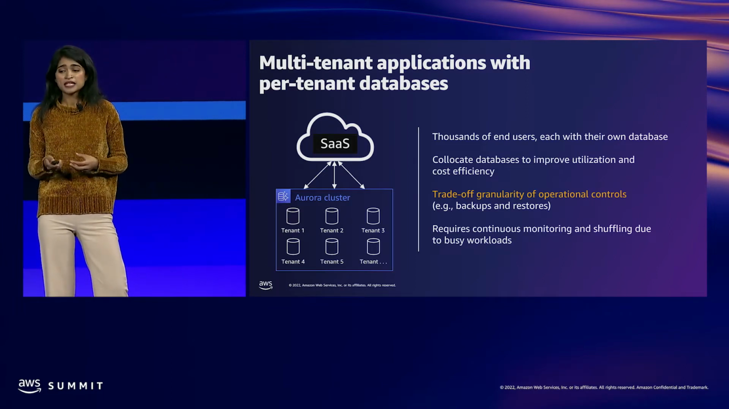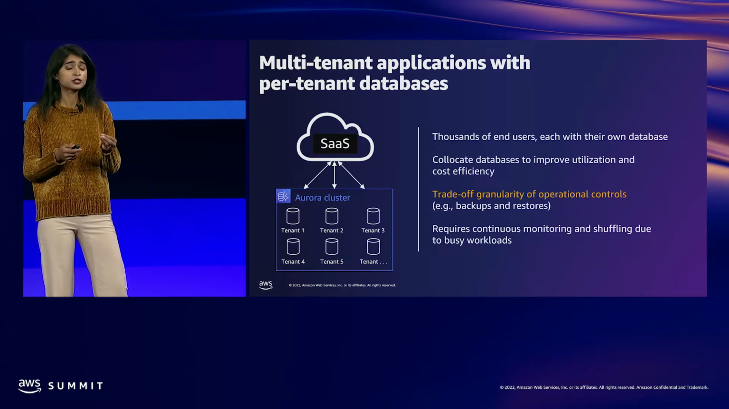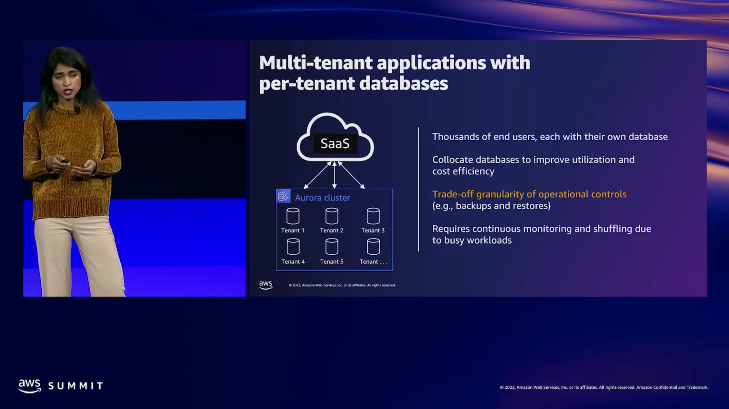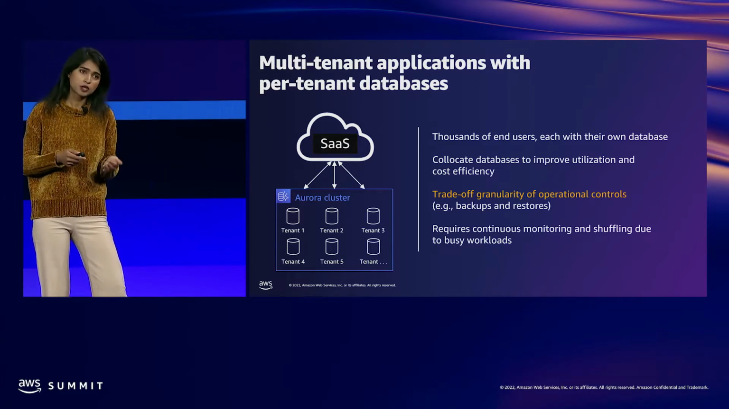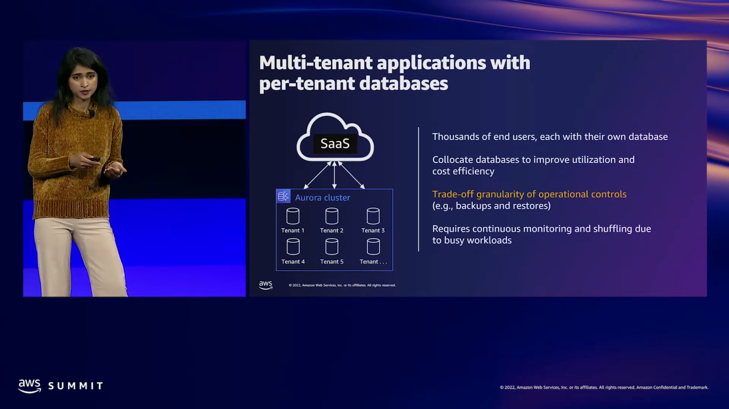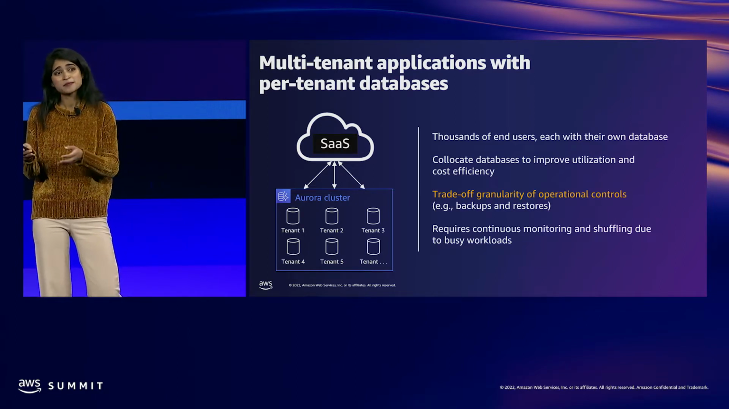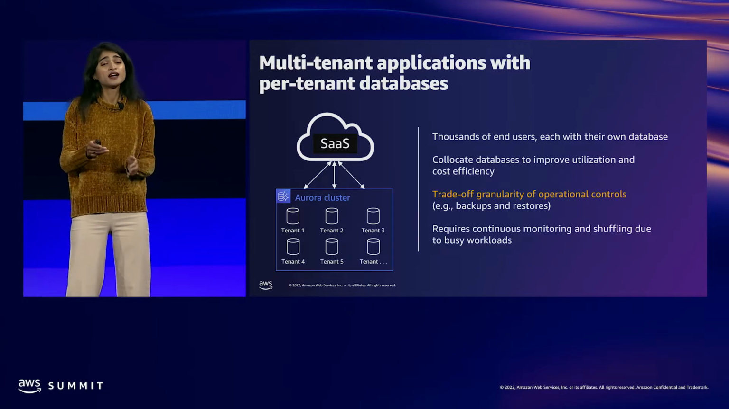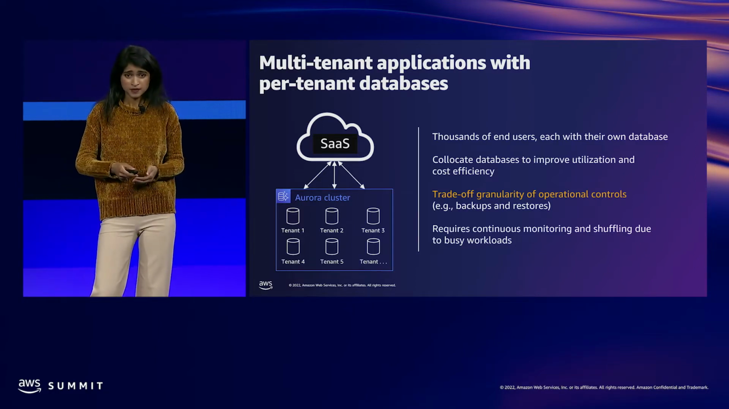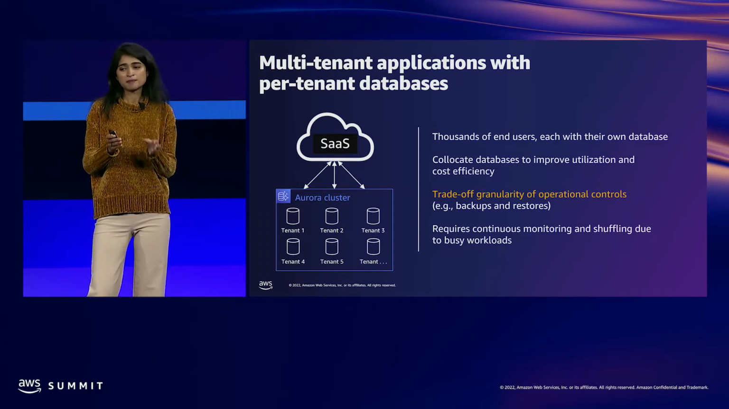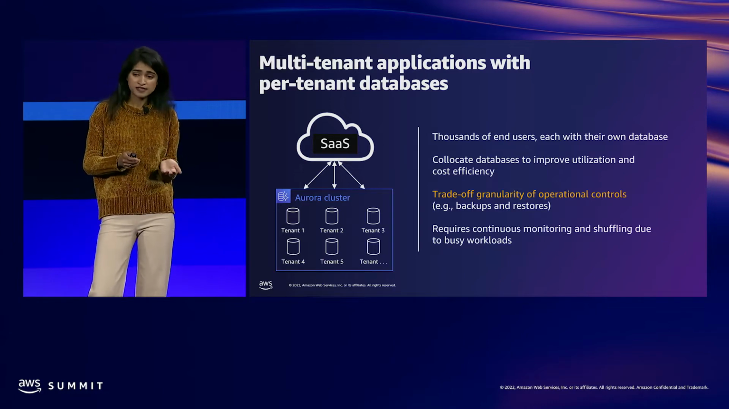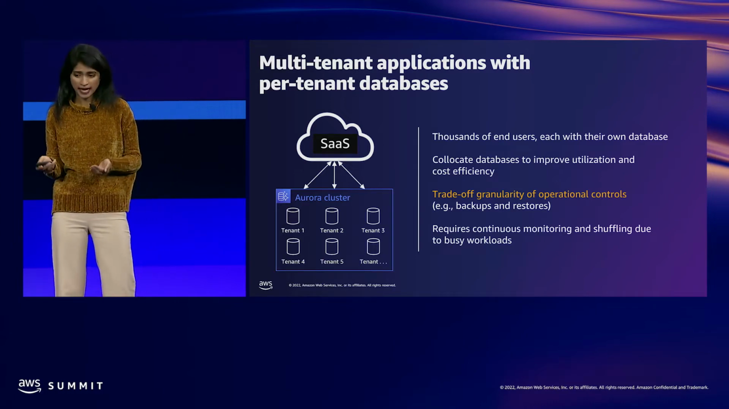What ends up happening is you lose that granularity control over your operations. So let's say you want to do a restore operation for your specific customer. You can't do that because that specific customer is bundled together with hundreds of other customers. So you have to look at this balance between cost efficiency and how much granularity control you want to have.